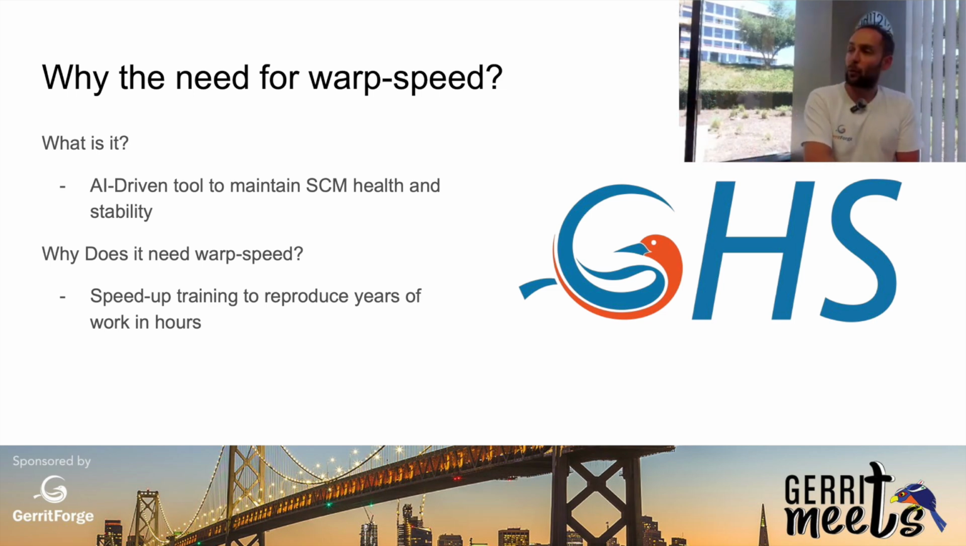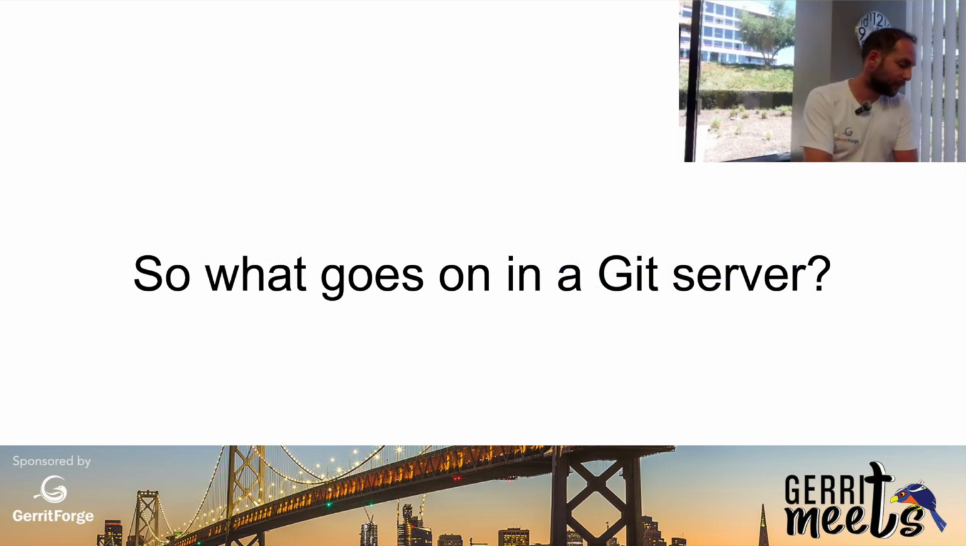But anyway, why would this need warp speed? Essentially, being a reinforcement learning algorithm, it needs to learn and train on real life data. So we wanted to reproduce years of work in just hours. So we really needed to push the performance of what we could do with Git. So let's start with looking at what goes on in a Git server to begin with.